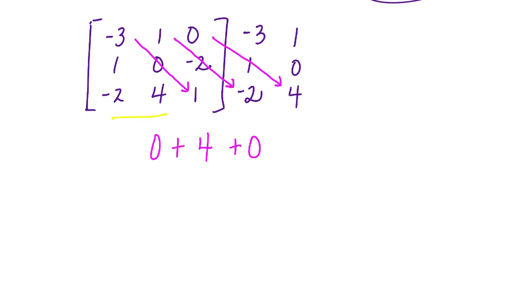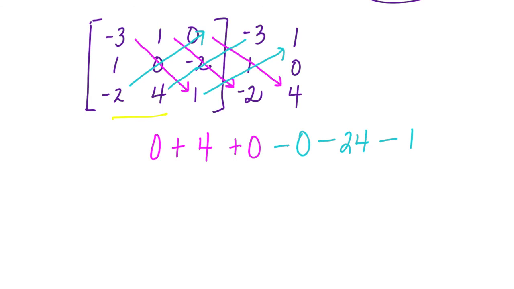Now, we are going to subtract up. So we're going to start over on the edge again, and we're going to subtract up. Negative 2 times 0 is 0. Minus 4 times negative 2 is negative 8 times negative 3 is 24. And we're continuing to subtract up. 1 times 1 times 1 is 1.